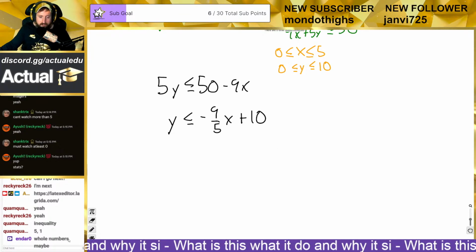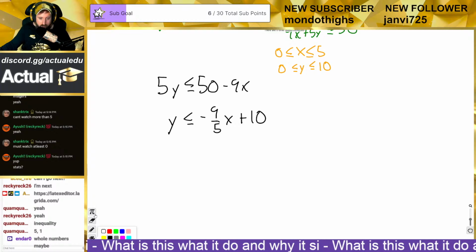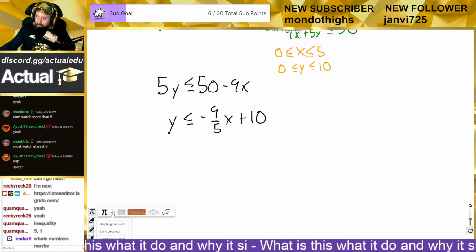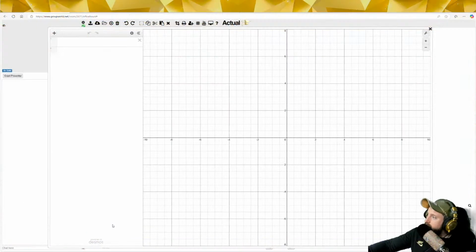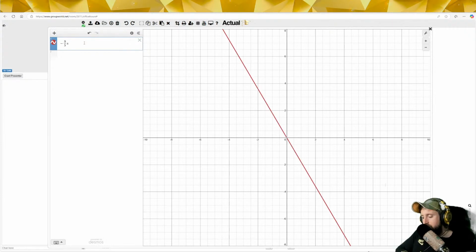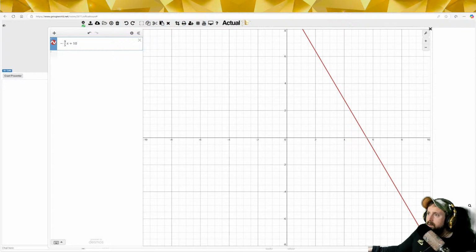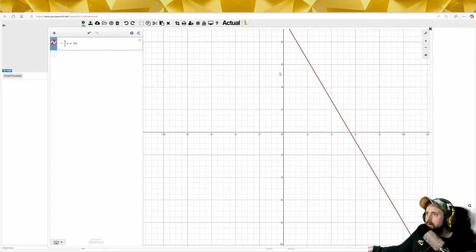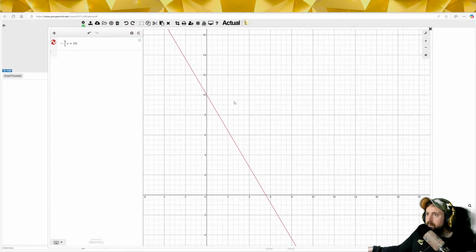So let me just graph that. We have Desmos. Where's Desmos? Okay, there we go. Graphing calculator. Okay, so we can say 9/5x plus 10. And then let's zoom this out a bit. Yeah, that's what I want to see. Good.